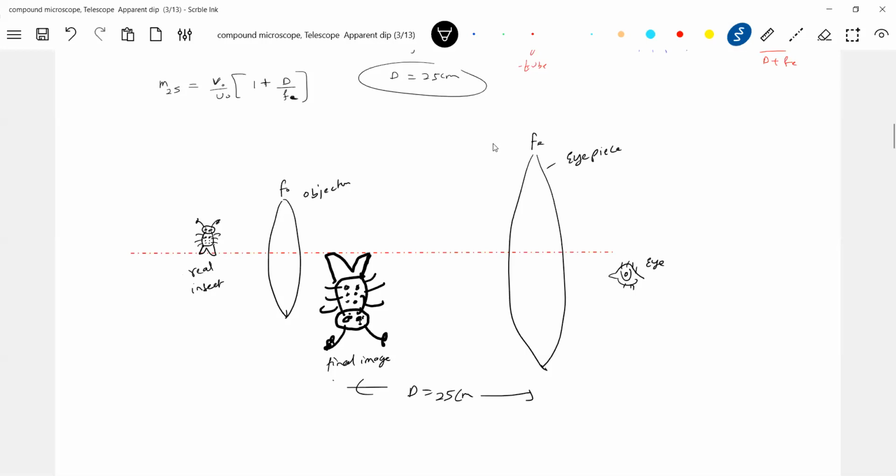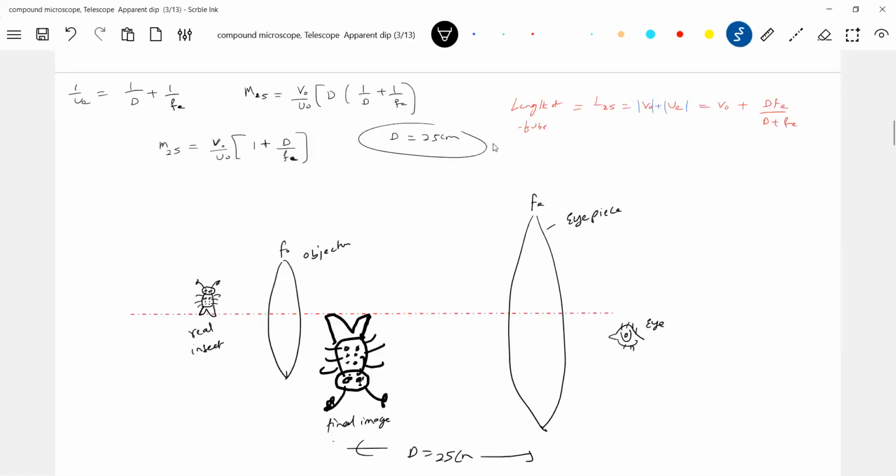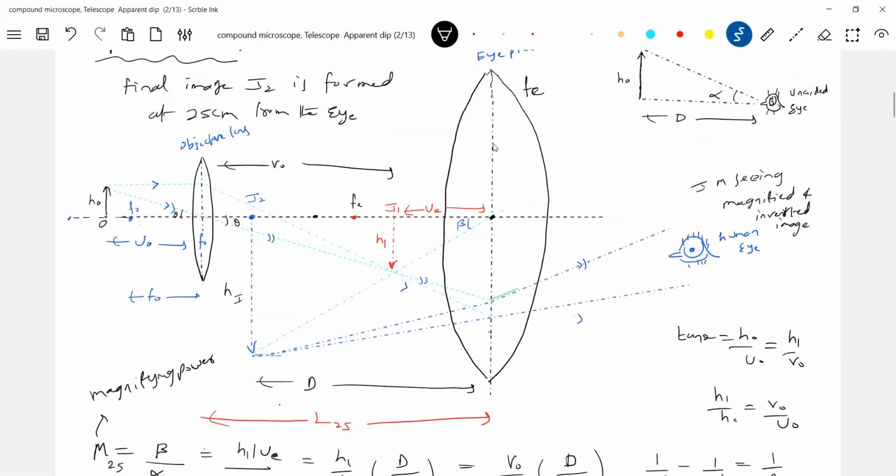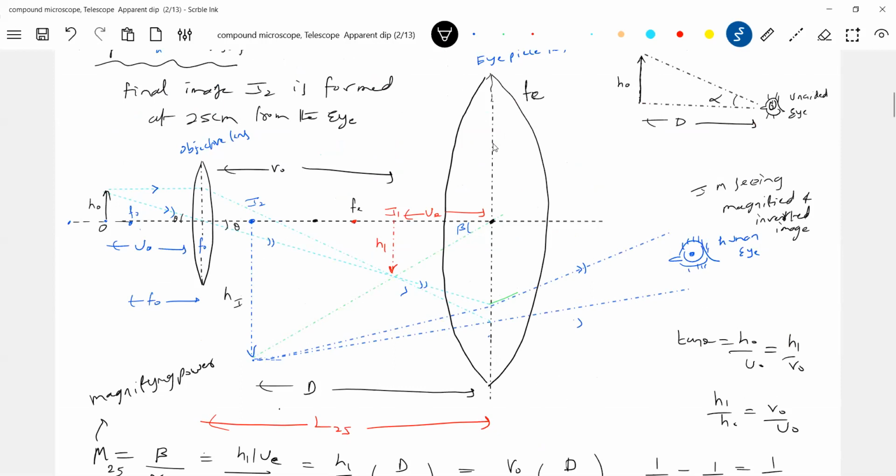Okay, fine. So I didn't draw a proper ray diagram, I just showed it roughly. After the class, when I'm posting, I'll color it and send it to you, so that it will be still easier for you. So this is about the magnifying power when the final image is formed at the distance of least distinct vision. Final image I2 is formed at 25 centimeter from the eye.